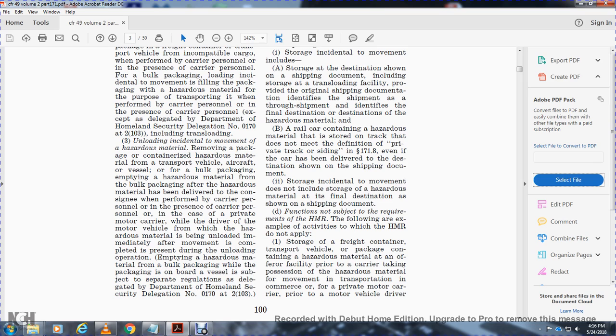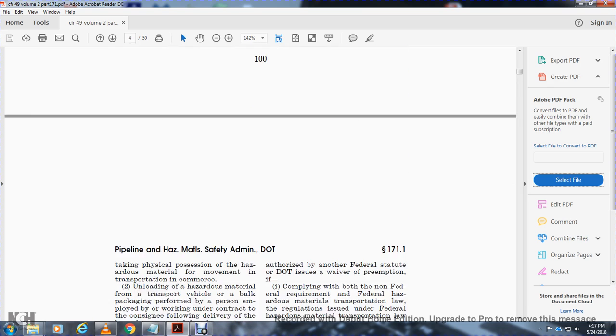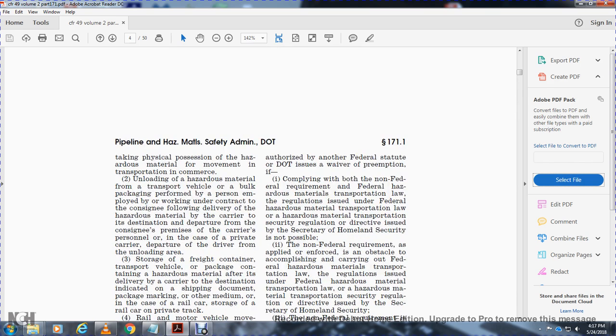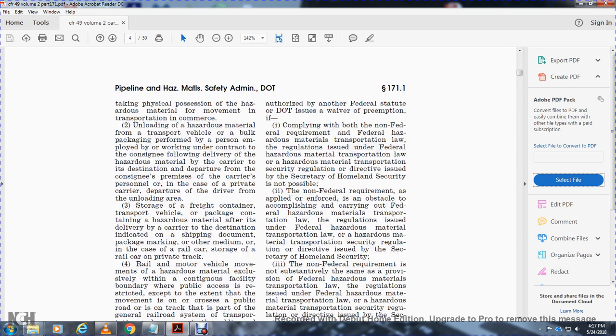Activities to facilitate, prior to the carrier taking possession of the hazardous material, movement in transportation commerce by a private motor carrier with a prior motor vehicle driver. Also, taking physical possession of the hazardous material from the movement in transportation commerce for the unloading of the hazardous material from the transportation vehicle, for the bulking of the form, by an employee working under contract, consigned with the delivery of the hazardous material for the carrier of the destination from the departure, and the driver from the unloaded area.